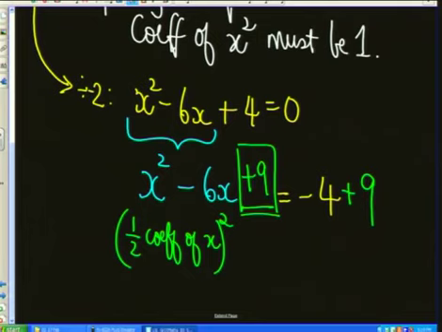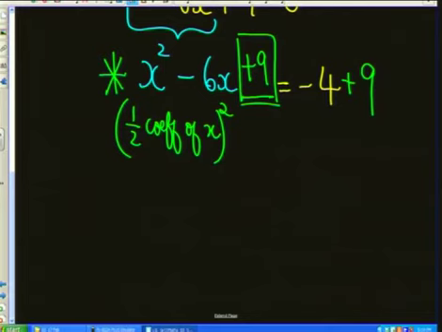So coefficient of x squared is 1. And then this is the portion where I complete the square. In other words, I'm trying to get the trinomial to become a perfect square. And the way that it becomes a perfect square is if I add half the coefficient of x and I square it. So now I have this trinomial, x squared minus 6x plus 9.